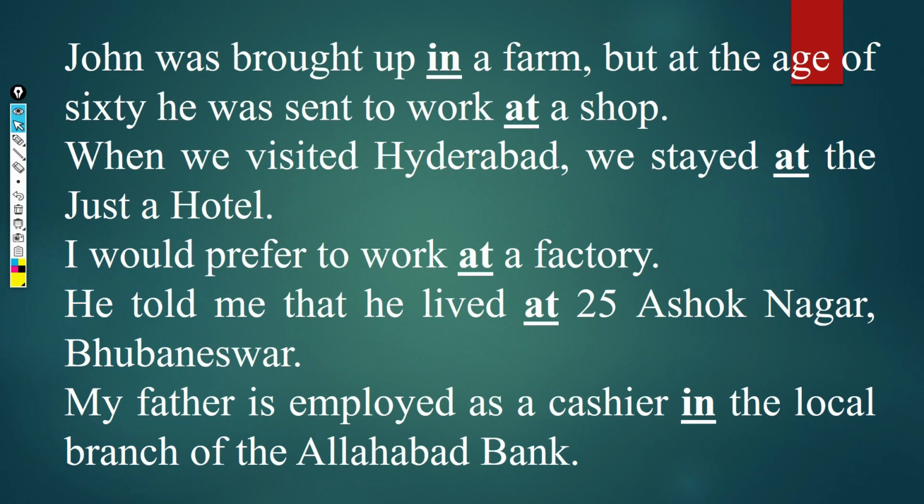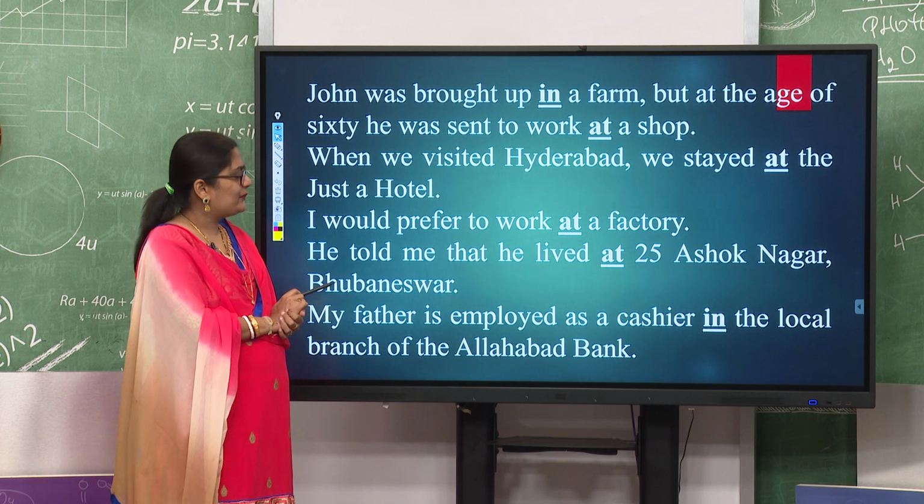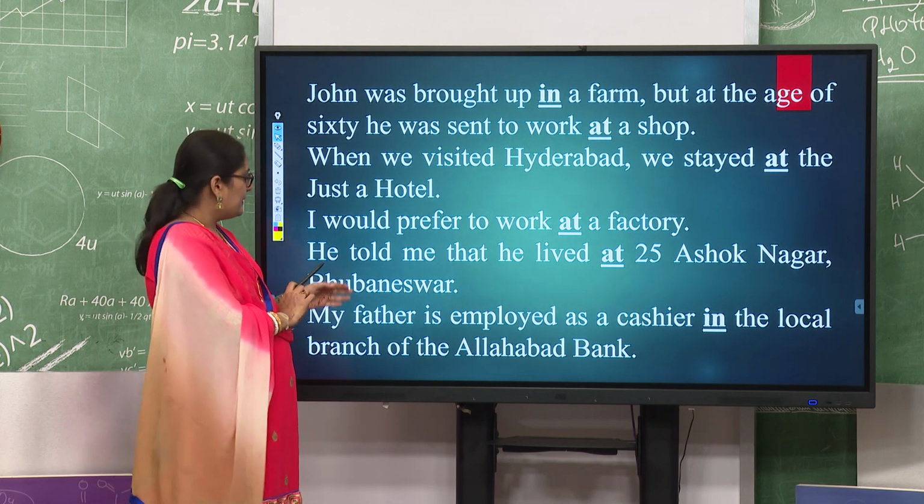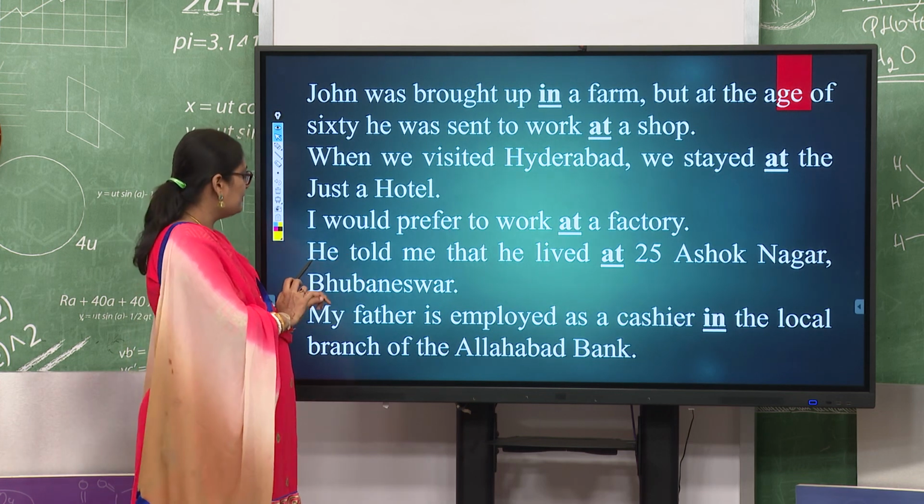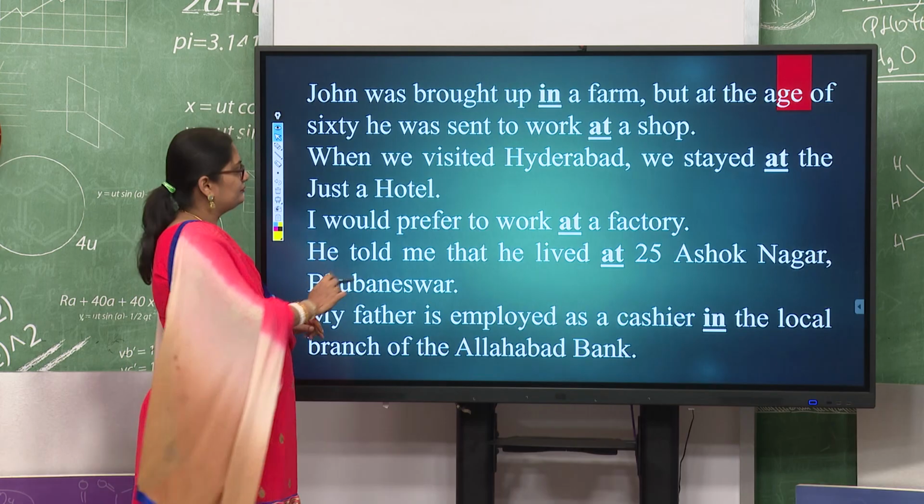I would prefer to work dash a factory. What will be the appropriate preposition used? At. I would prefer to work at a factory. He told me that he lived dash 25 Ashok Nagar, Bhubaneswar. So, what will be the preposition that you can use in this case? It is at. My father is employed as a cashier dash the local branch of the Allahabad bank. What is the appropriate preposition you can use in this case, children? My father is employed as a cashier in the local branch of Allahabad bank.